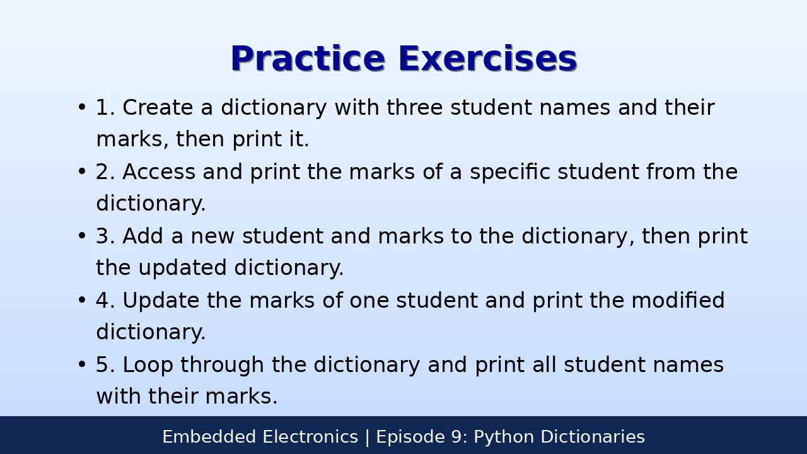Exercise 4. Update the marks of one student and print the modified dictionary. Use the student's key and assign a new value. Exercise 5. Loop through the dictionary and print all student names with their marks. Use a for loop with the items method to print each key and value pair.